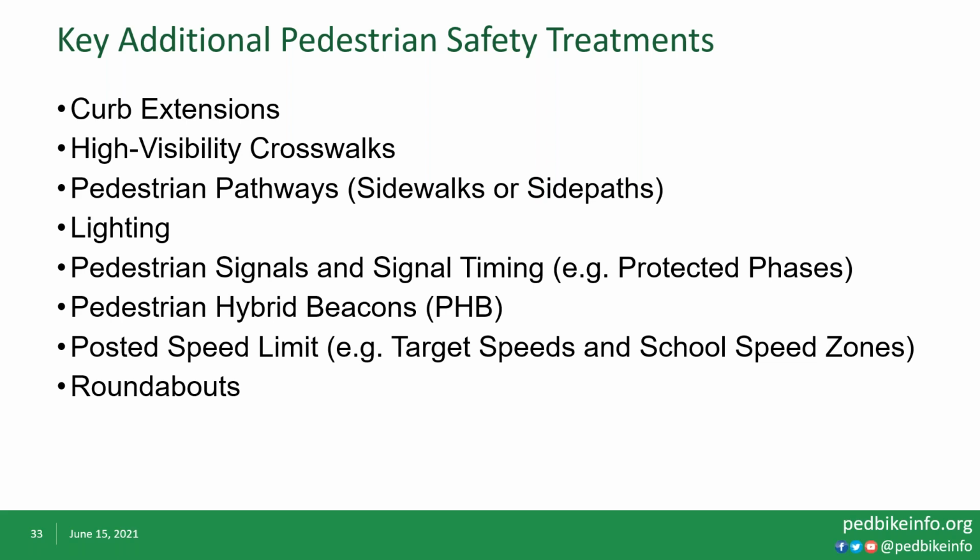As I mentioned, there are a whole lot of different countermeasure options that are available. These are just some of the key ones that are often considered and implemented. They're not all systemic safety treatments, right? Installing a pedestrian hybrid beacon is typically a little bit higher cost and more complicated than, say, adding a temporary curb extension with some paint and flex posts. So there's a spectrum of cost and complexity when considering which treatments to apply, but there are a whole lot of different options out there and available. Next slide.